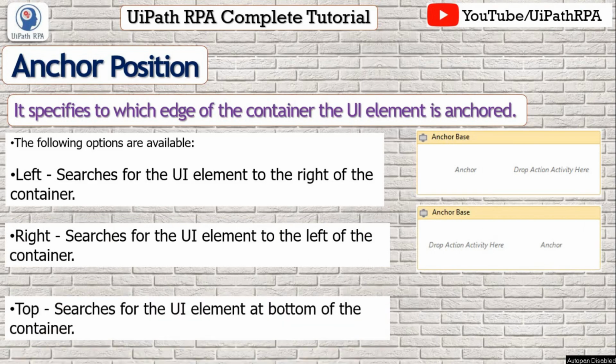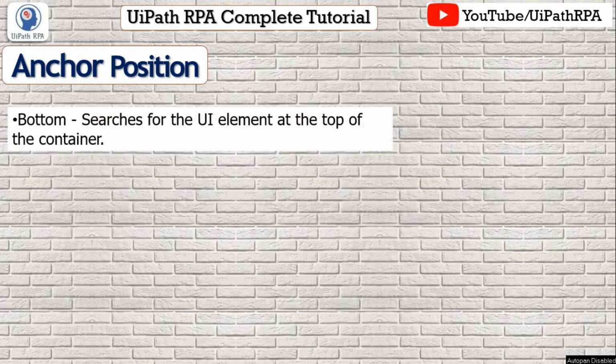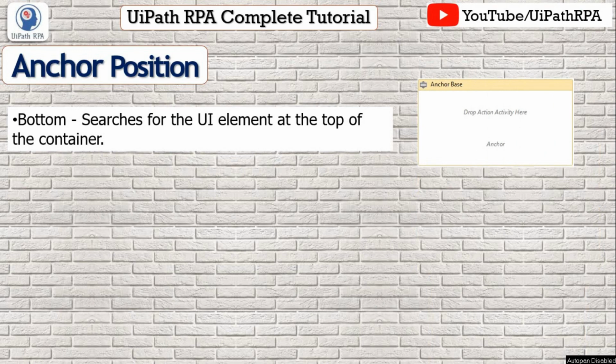Same as we have the top position. It searches for the UI element at the bottom of the container. It means our anchor will be on top, but the UI element on which UiPath has to enter or get the data will be at the bottom of the container, right? Next, bottom. It searches for the UI element at the top of the container. You can see here the anchor is at the bottom and the drop action will be on top, right?